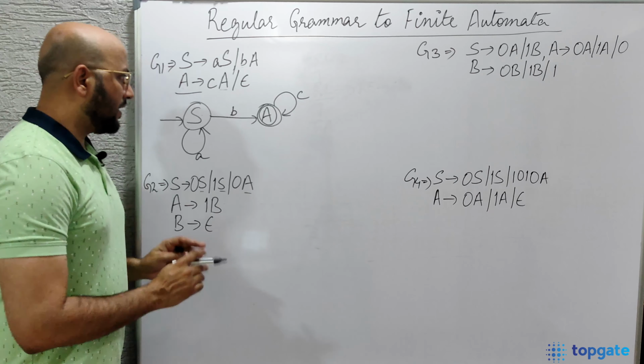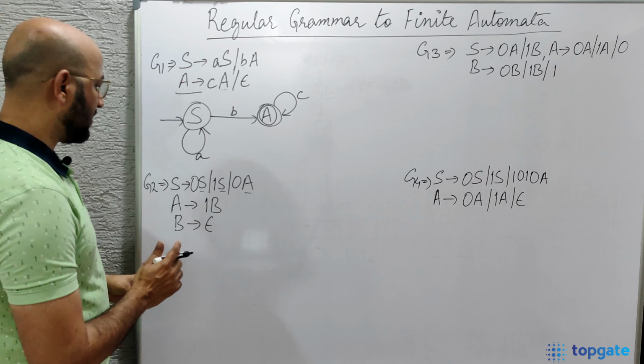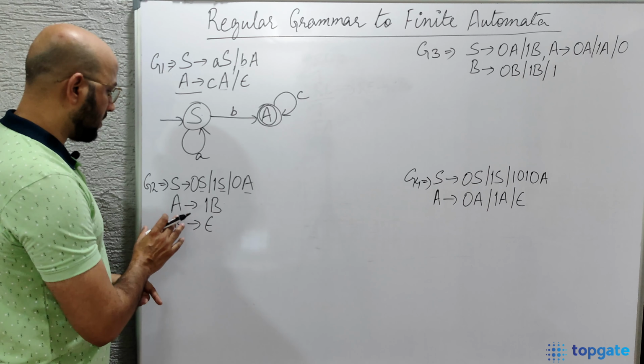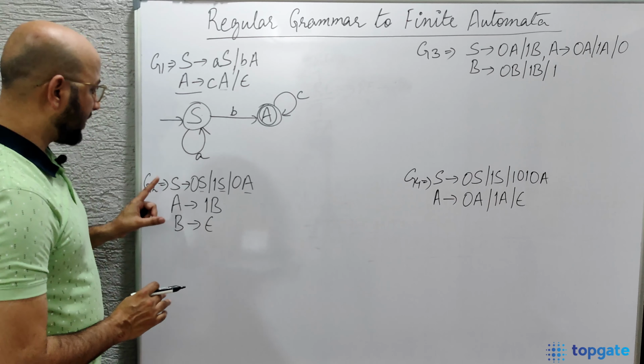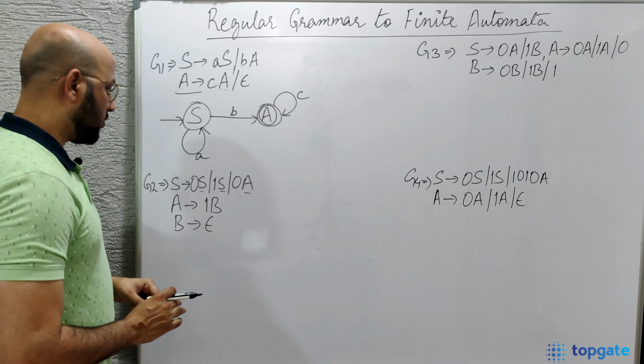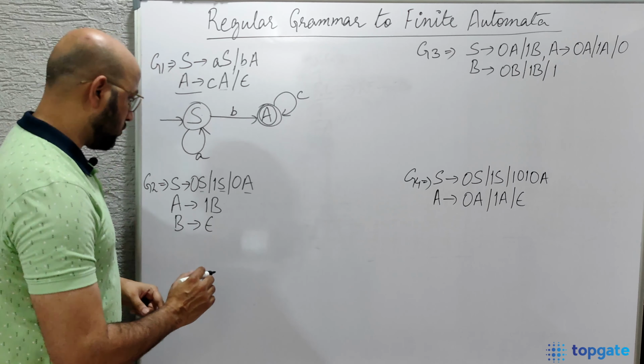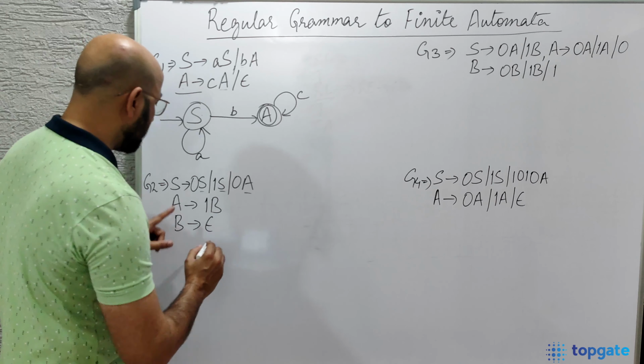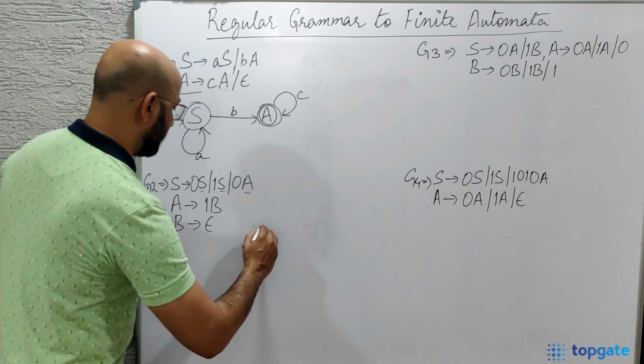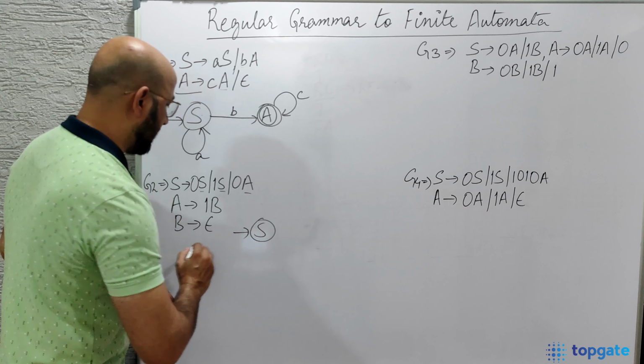Clear? Okay, now let's make things a little bit complex here. So I have in this one 3 variables. Let's see how we can convert this one into an equivalent finite automata. So let's see how we do this one. First of all, we'll start from the start variable. So S becomes my initial state.